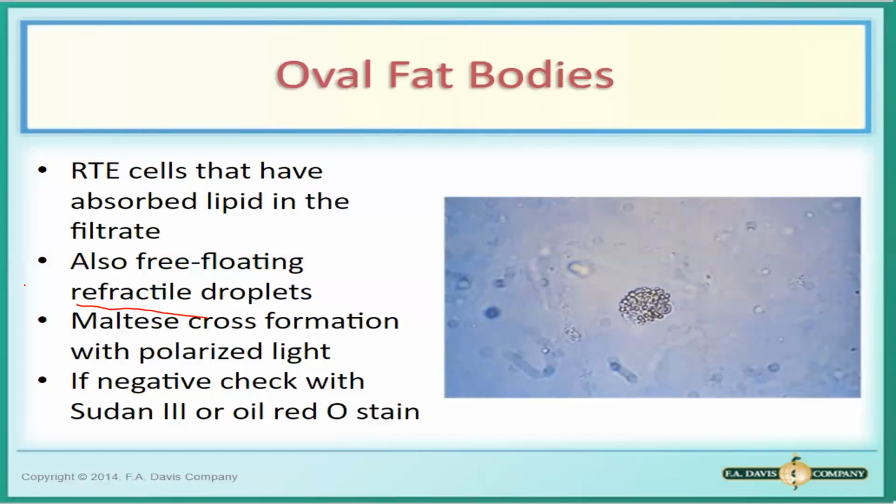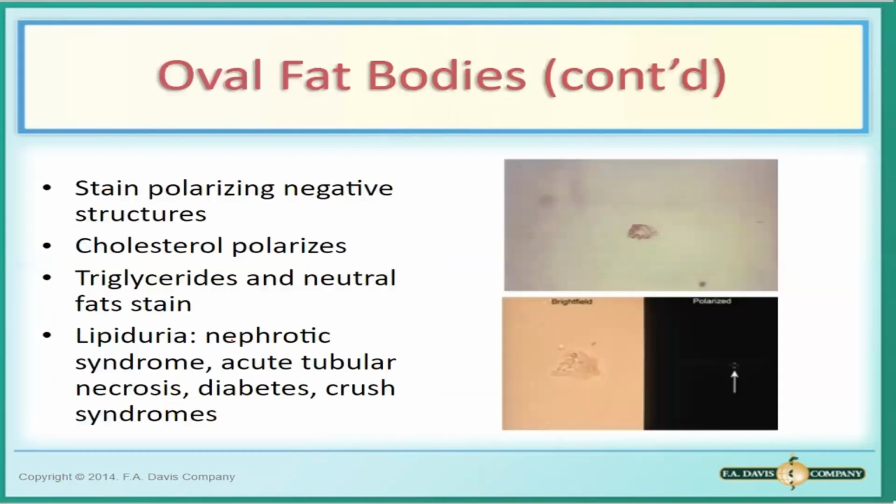Multi-cross formation, nakikita mo when using polarized light. Multi-cross is associated with anything lipid. From cholesterol, sa cholesterol crystal, you can also see multi-cross. Oval fat body, you can see it in cases ng lipiduria. When you have lipiduria associated with nephrotic syndrome, acute tubular necrosis, diabetes, and crush syndromes.